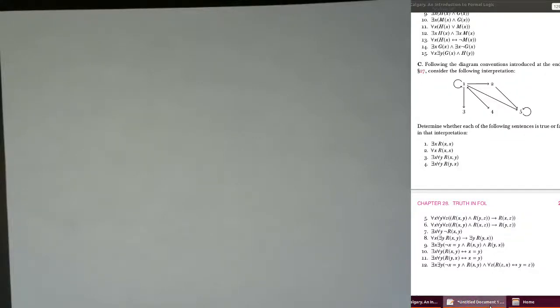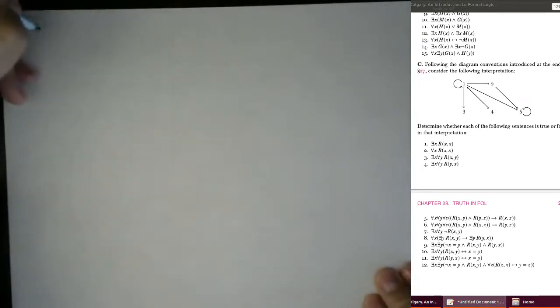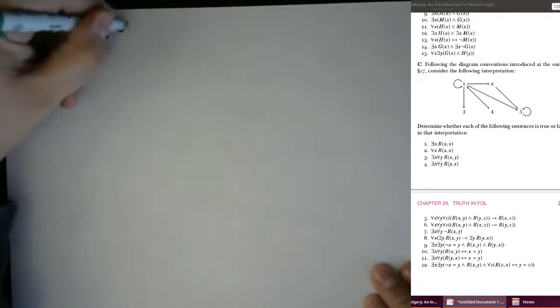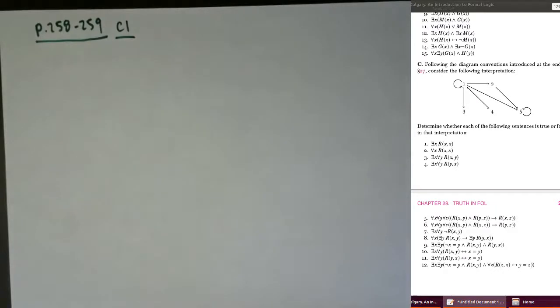Okay, now I'd like to do, from still page, I guess now it's page 258, 259. I'd like to do C1 first. So they give us a diagram for our interpretation now, and they're giving us numbers for these things. I'm a little uncomfortable using numbers because I thought they told us earlier that names are lowercase letters, but it's okay. We'll use numbers. It's fine.